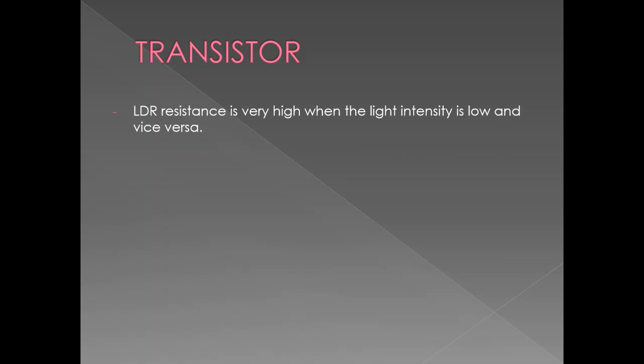So how does the LDR function as a light control switch? LDR resistance is very high when the light intensity is low, and very low when the light intensity is high. It's a reverse, okay? Contradictory. So that's a special characteristic of the light dependent resistor.